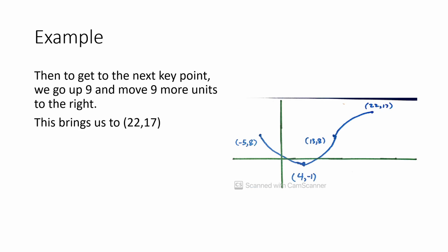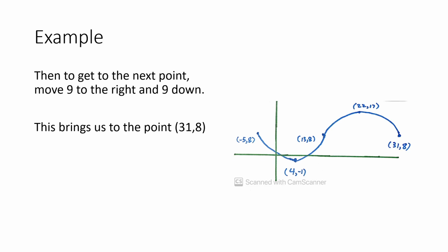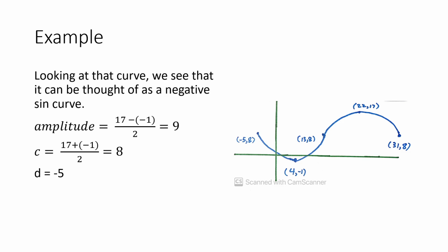Okay? And finally, we want to come back down again to our axis of symmetry, and we can see adding 9 to our x coordinate, we'll have an x coordinate of 31, and of course our y coordinate will be back on the axis of symmetry, so our next y coordinate will be at 8. So we've drawn one cycle, and now we can just go about figuring out the equation of the curve.